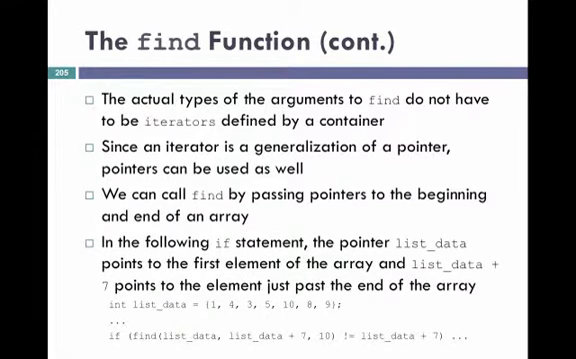Now the actual types of the arguments to find don't have to be iterators defined by a container. An iterator is a generalization of a pointer, so pointers could be used as well. So we can call find by passing pointers to the beginning and the end of an array. And in the following if statement, the pointer listData points to the first element of the array, and then listData plus 7 points to the element just past the end of the array. So if this is our listData, here's where we invoke the find function.